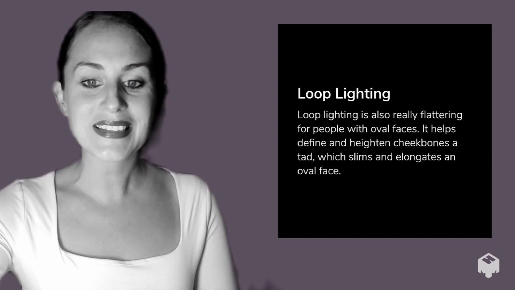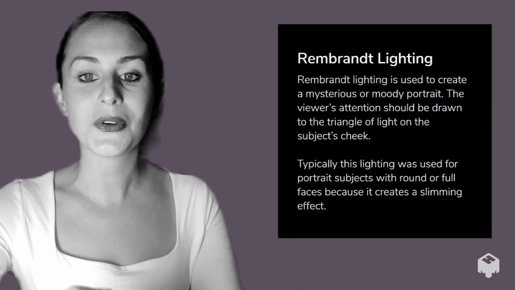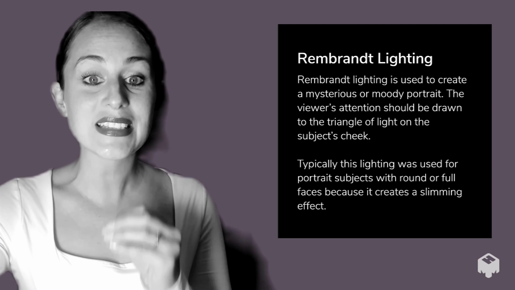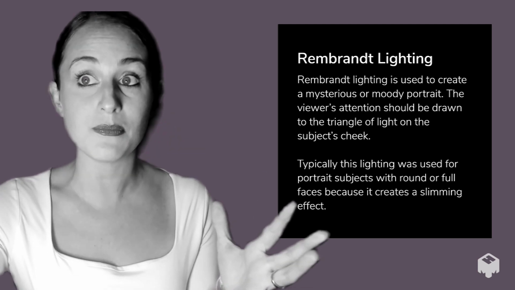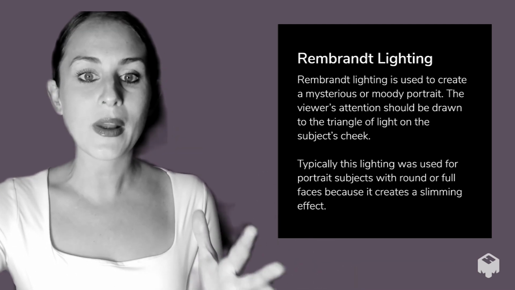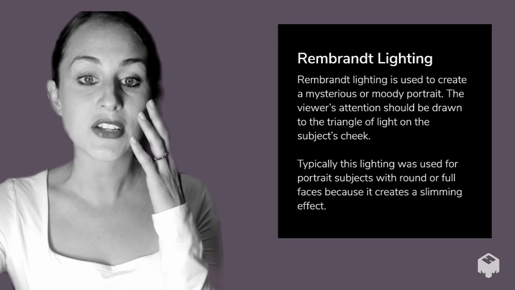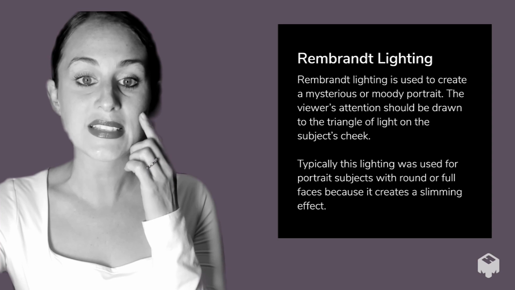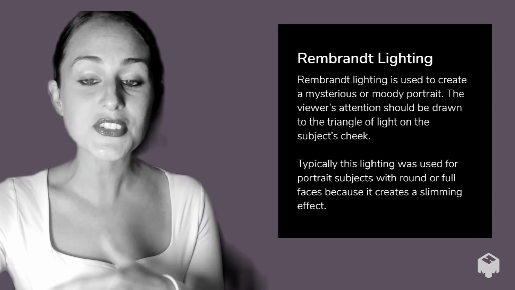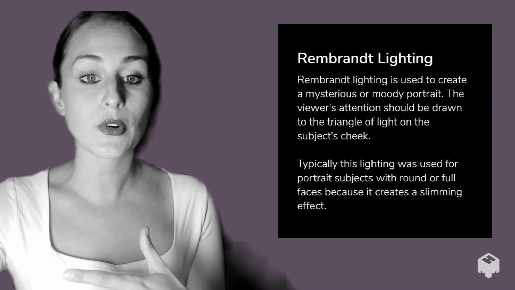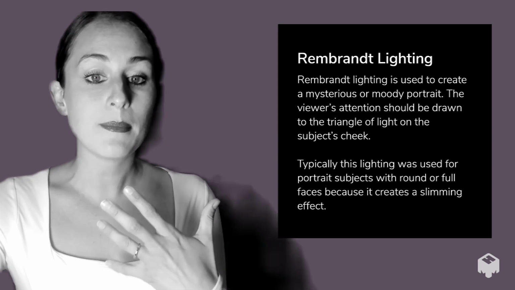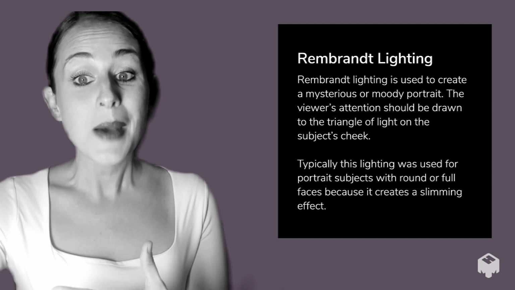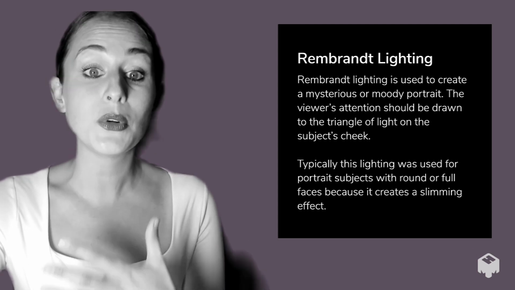All right, next up, we are going to move over to Rembrandt lighting. This is one of my favorite styles of lighting, and you can see this being used in movies everywhere, where you're basically going to create a triangle that starts at your eye and then points down on your cheekbone. This is typically used for people that may have a rounder or fuller face because it creates a slimming effect, but it's also really great to create a moody effect.